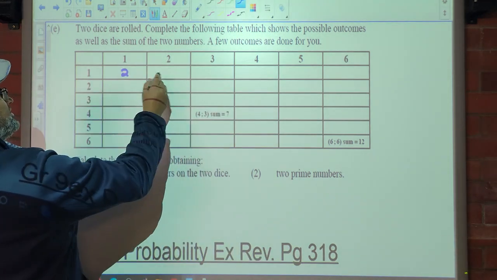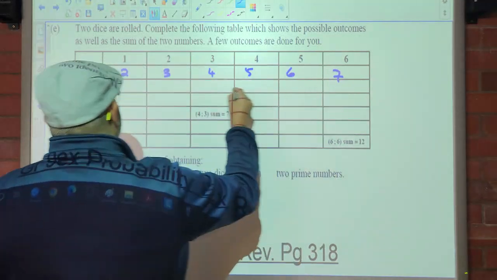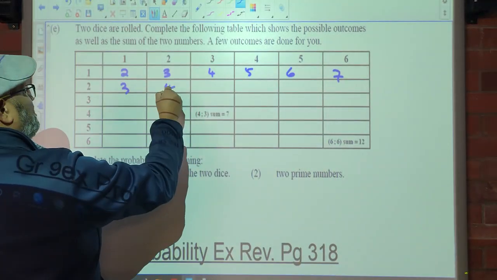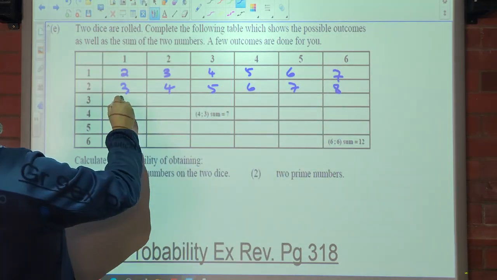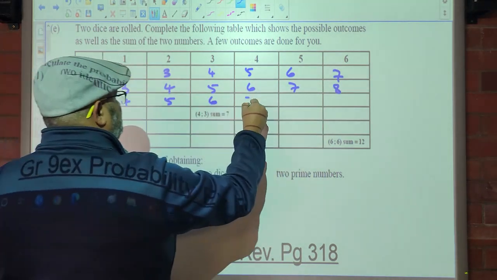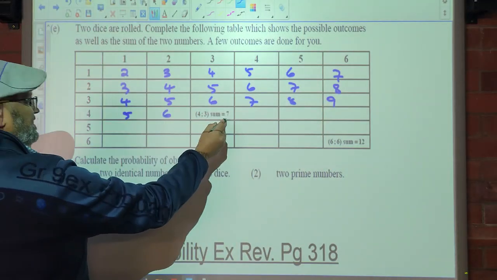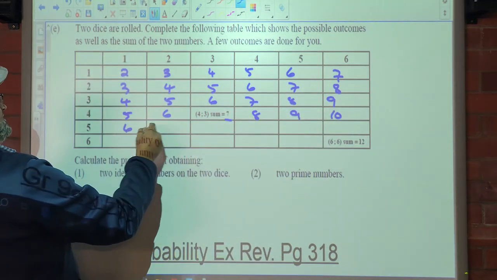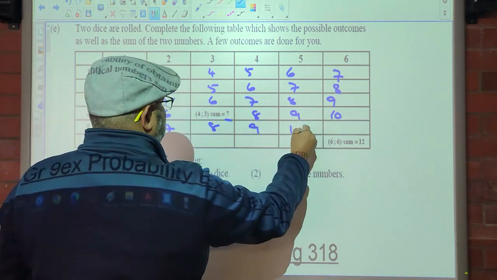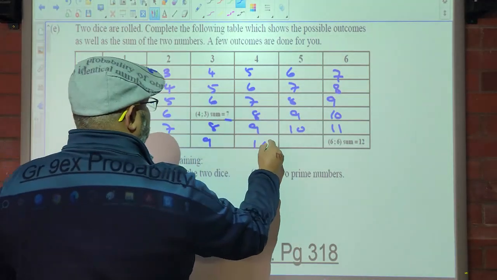It's going to be 3, 4, 5, 6, 7. 2 and 1 is 3, 4, 5, 6, 7, 8. 4, 5, 6, 7, 8, 9. 5, 6, 7, 8, 9, 10. 6, 7, 8, 9, 10, 11. 7, 8, 9, 10, 11, 12.